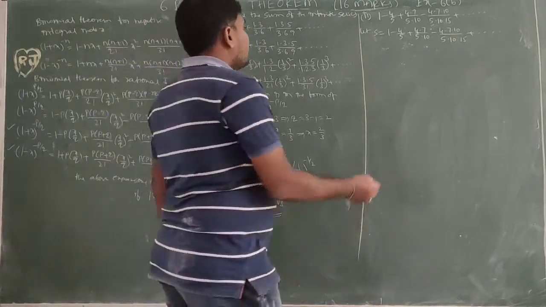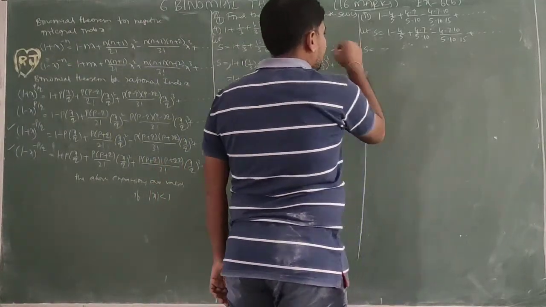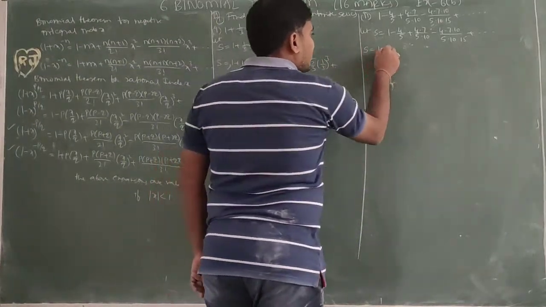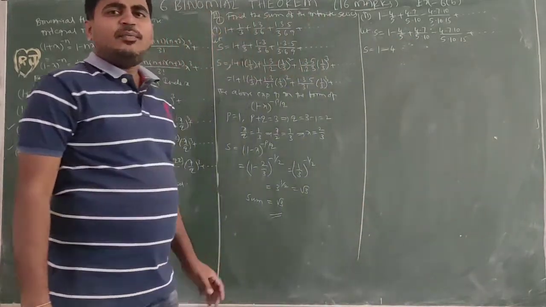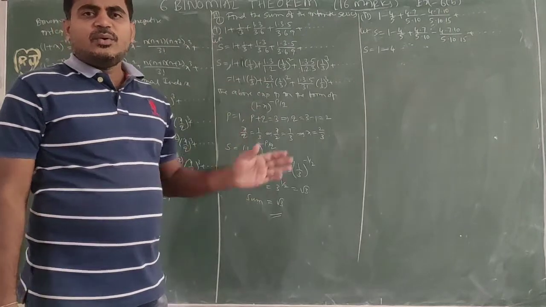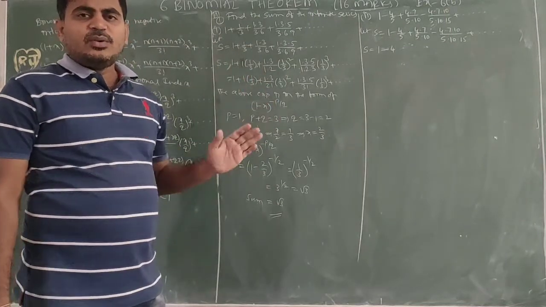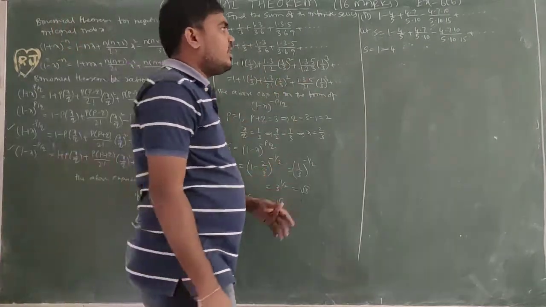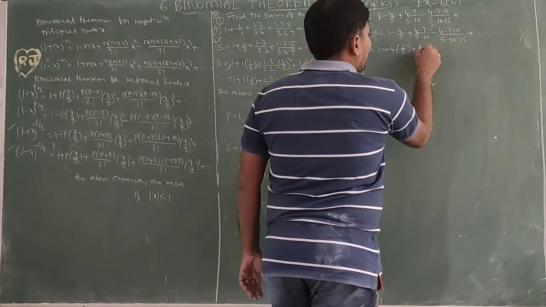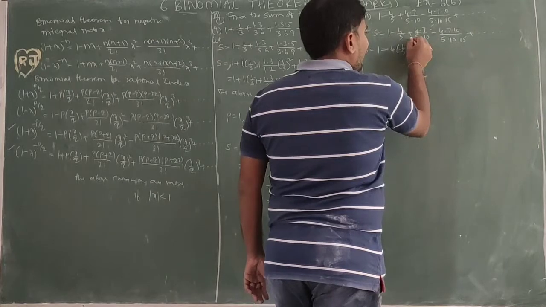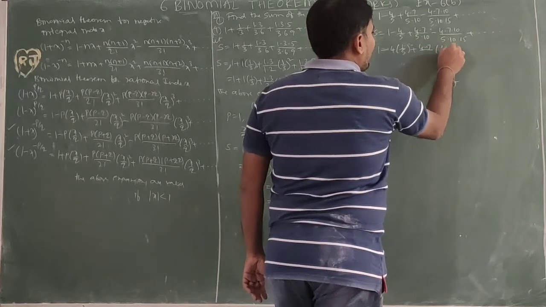Now S equal to 1 minus 4 into... the denominators are all 5 table: 5 into 1, 5 into 2, 5 into 3, 5 into 4 like that. So 4 of 1 by 5, and 4 into 7, 1 by 5 whole square, I am writing.